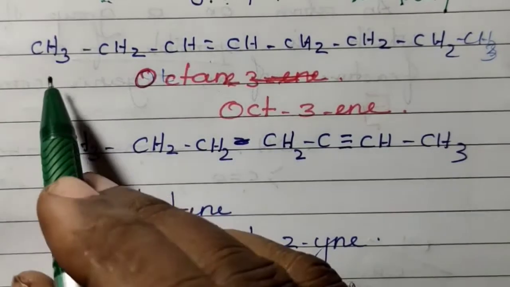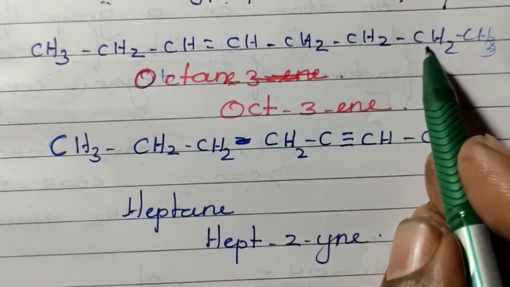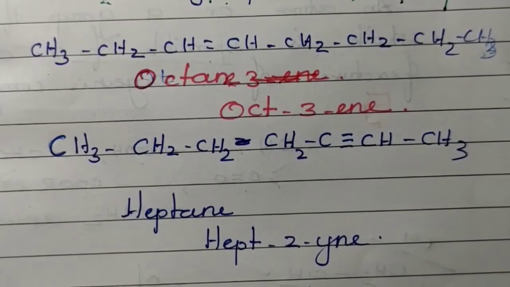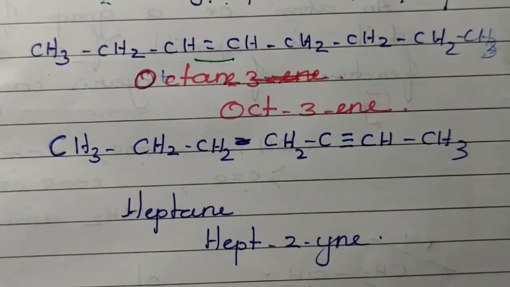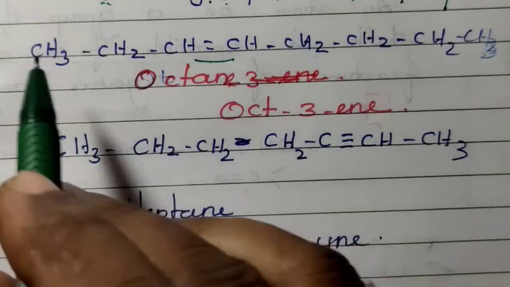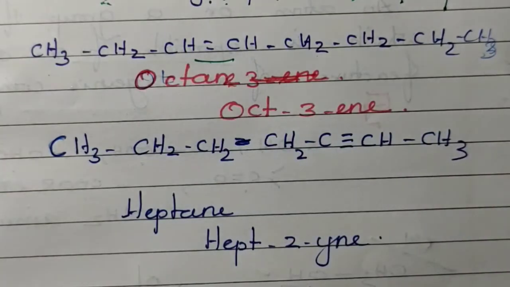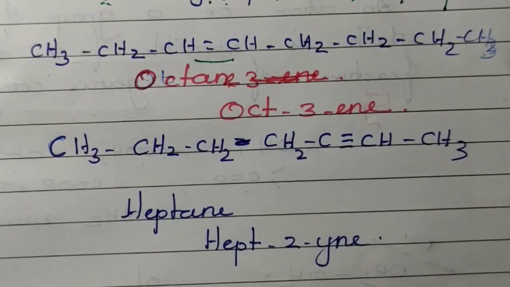Write down the IUPAC name of this compound CH3, CH2, CH, double bond CH, CH2, CH2, CH2, CH3. So as usual, first we have to identify the functional group. Here the functional group means the double bond is present. So double bond here acts as a functional group. So how can you write the name? First, only one chain is present, so there is no need for selecting parental chain. That is, the given chain is the parental chain.